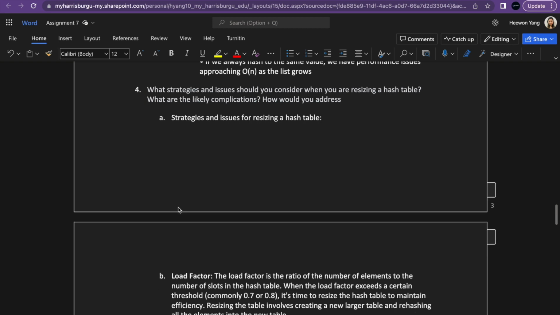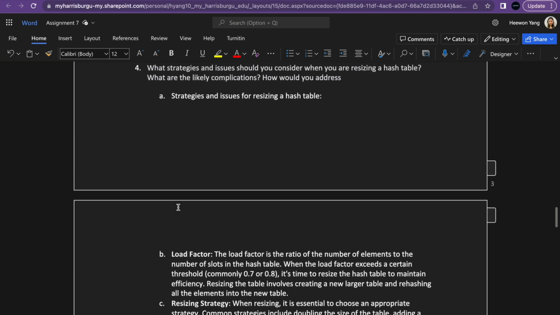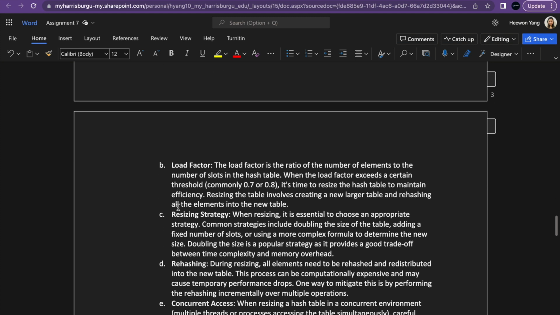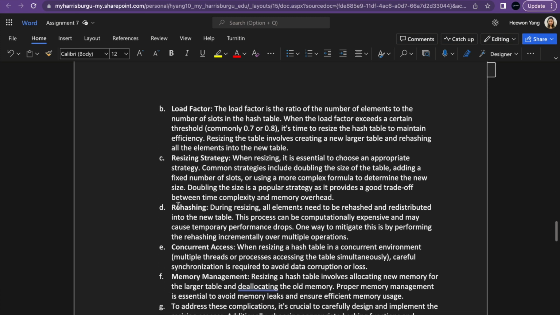How would you address them? So I have listed some strategies and some issues and how to resolve those issues. So let's go over the load factor. The load factor is the ratio of the number of elements to the number of slots in the table. When the load factor exceeds a certain threshold, commonly 0.7 or 0.8, it's time to resize the hash table to maintain efficiency. Resizing the table involves creating a new larger table and rehashing all the elements into the new table.